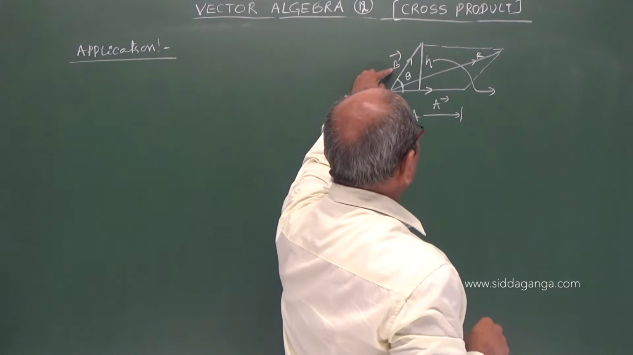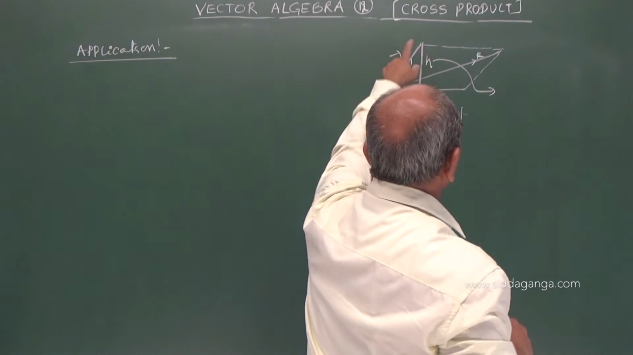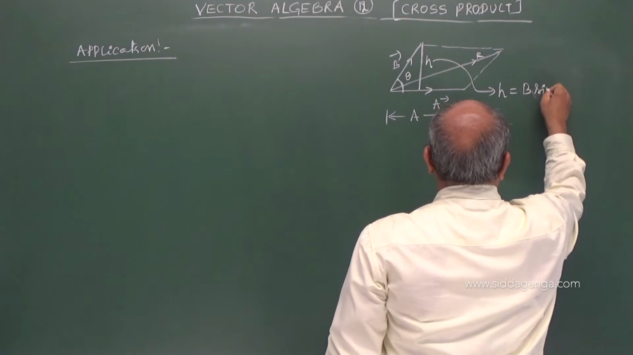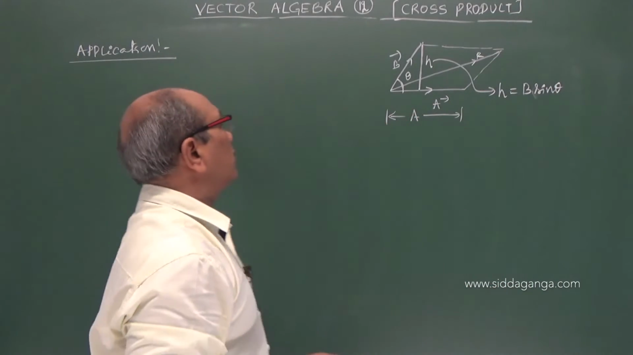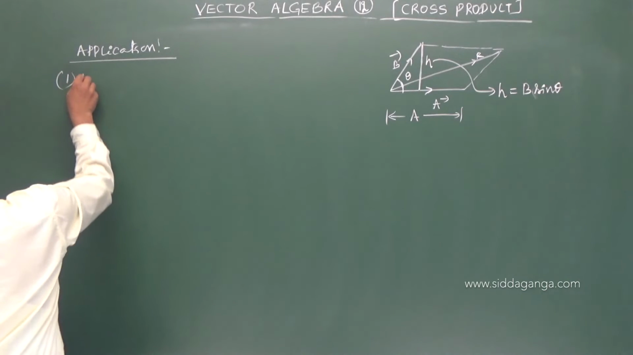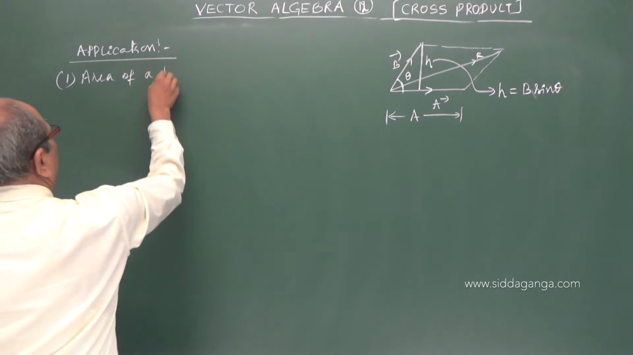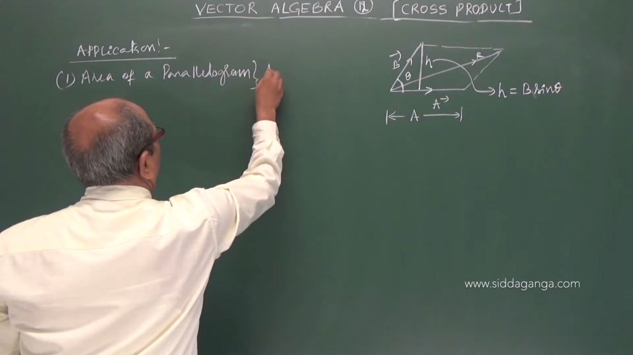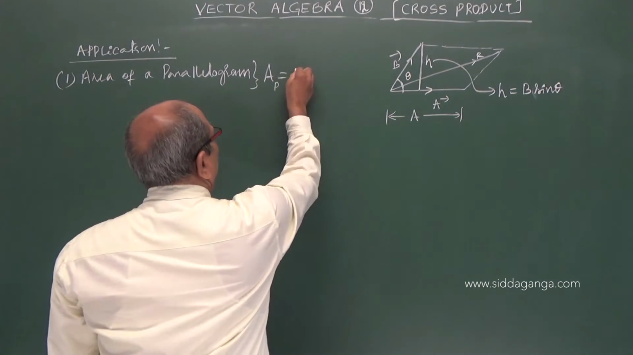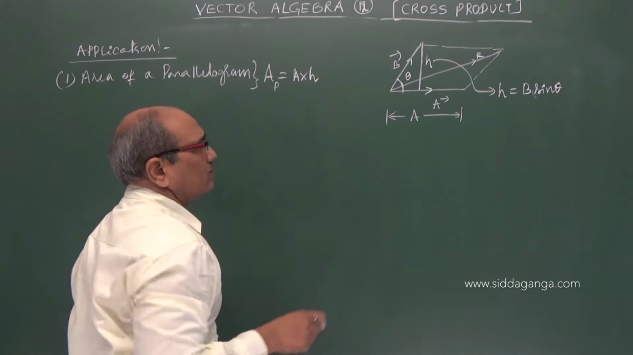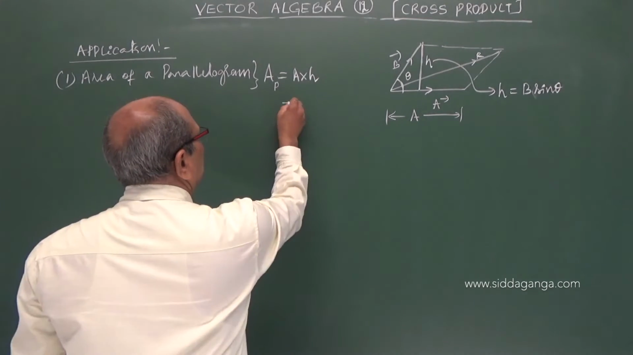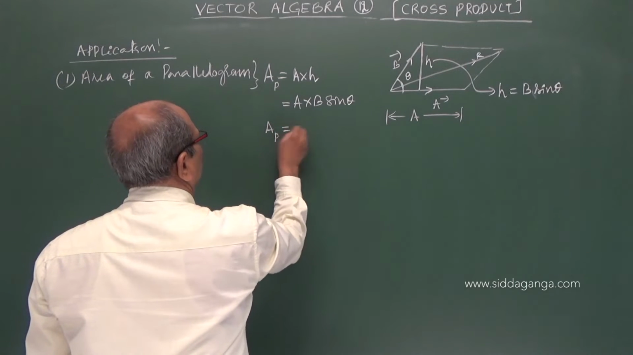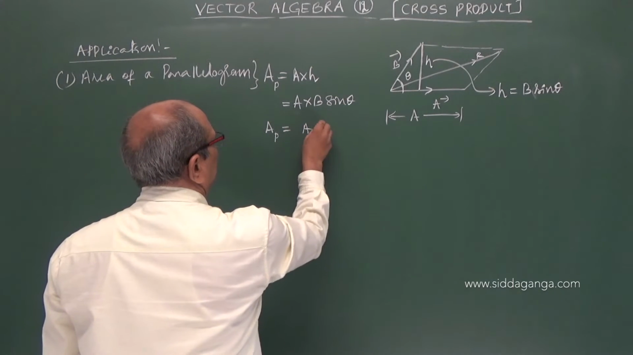If theta is the angle, and B is the magnitude of B, opposite side by hypotenuse, H gives you B sin theta. So, what is the expression for the area of a parallelogram? You know, base area into height. The base is A only, and H is B sin theta. What you got is AB sin theta, which is nothing but the magnitude of A cross B.